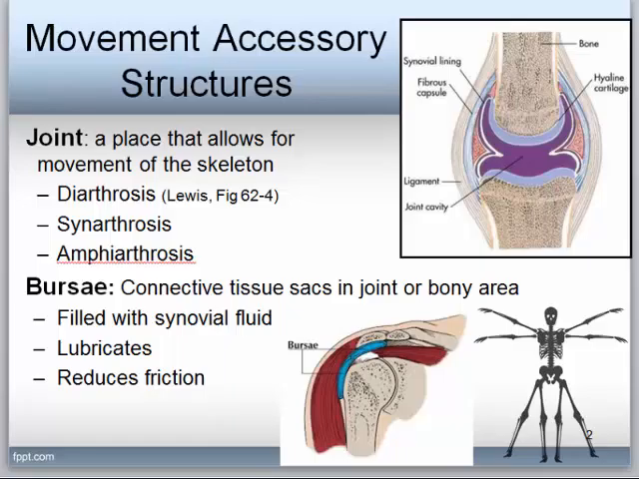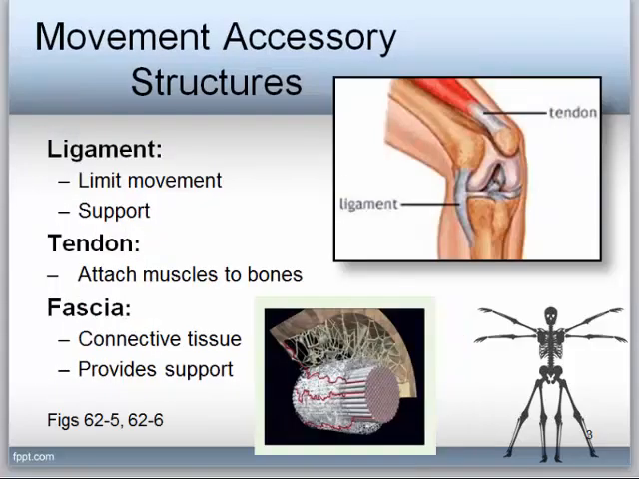Bursa are connective tissue sacs within the joint capsule or over a bony prominence. They are filled with synovial fluid which lubricates and reduces friction between bones. When bursa become inflamed, it's known as bursitis. This can be caused by injury from repetitive movement or by trauma to the area. Ligaments connect bones together and provide structure to joints. They permit controlled movement but limit movements that could damage the joint.